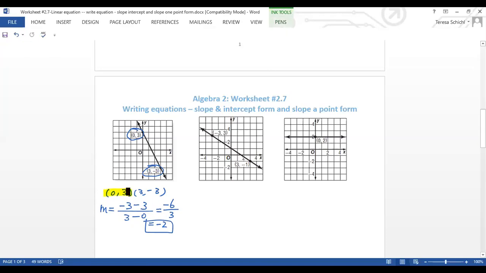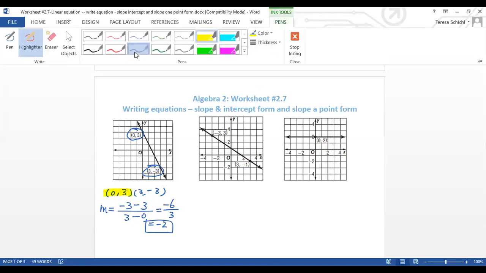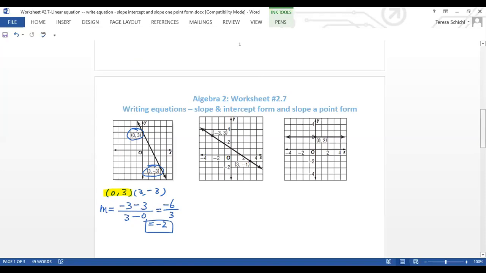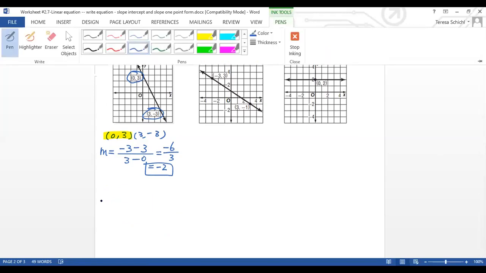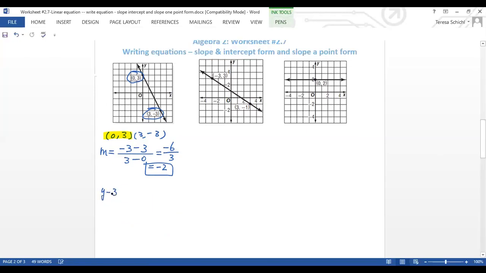Okay, so now I'm going to find the line. Which point will I choose? I will choose this one because I have a 0 there. It's easy to deal with. So now the equation will be y minus y1, so y minus 3 equals -2 times (x minus 0), right? So this is y minus 3 equals -2x, then plus 3 on both sides. So y equals -2x plus 3. It's good?